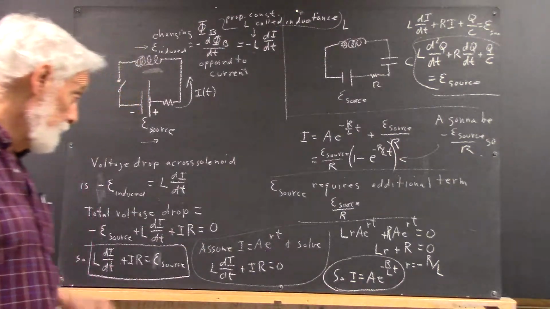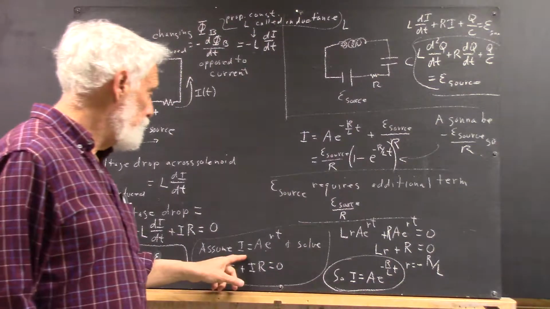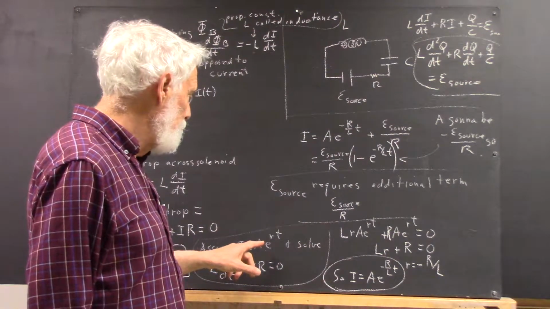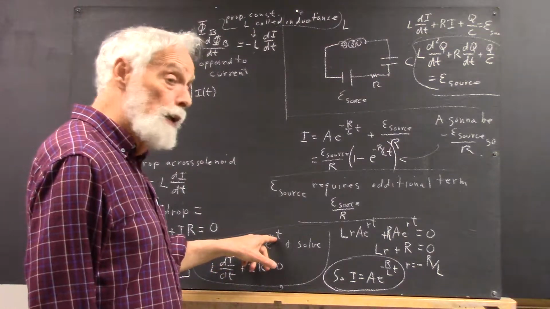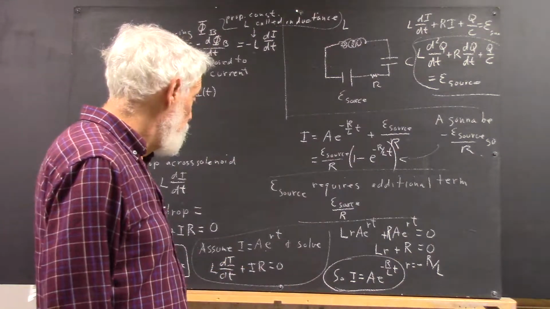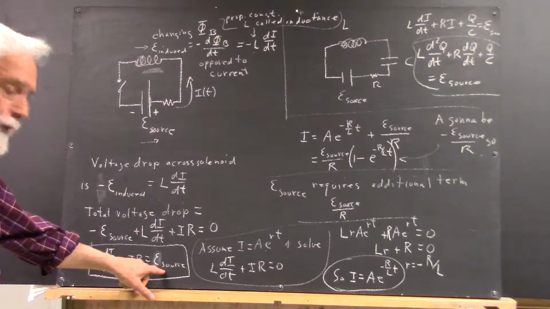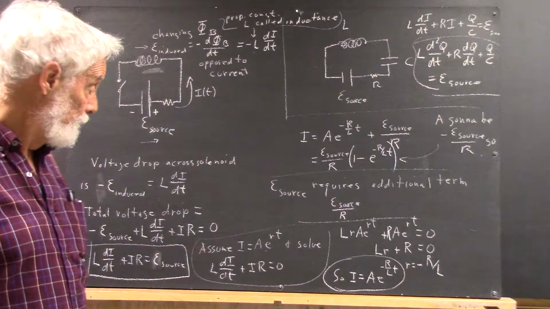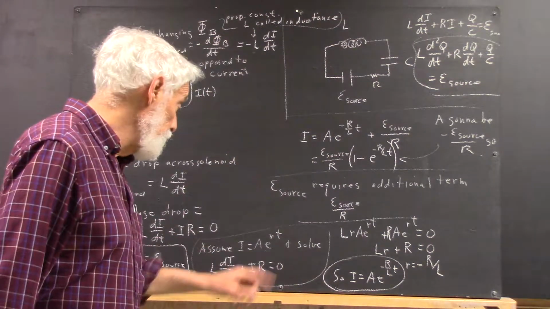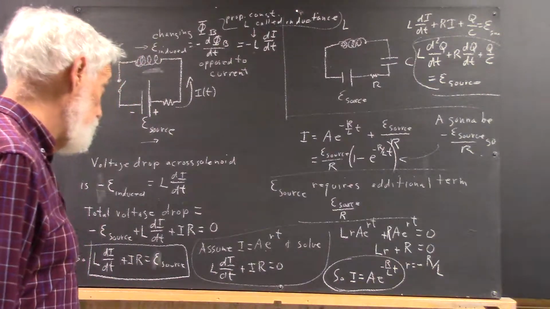order to solve this. So, to solve it, you make the assumption that your current is some constant multiple, A is just a constant, times e to the rt. And you solve the equation without the EMF of the source. You solve the equation as it would be if you didn't have a source. And the equation is just this. And this equation turns out to be extremely easy to solve.